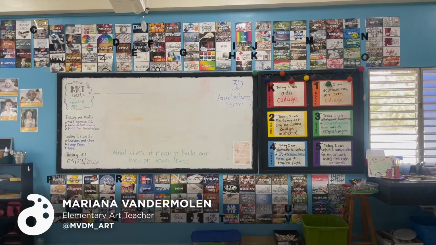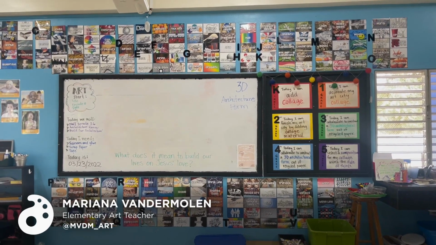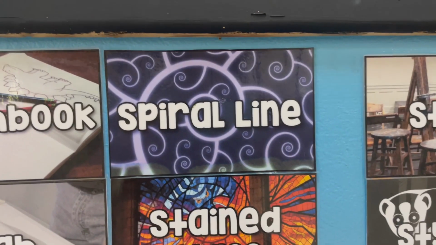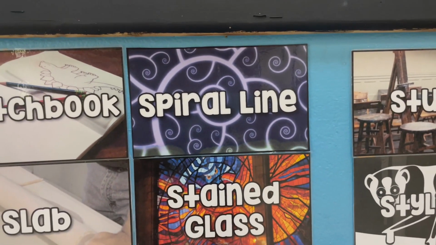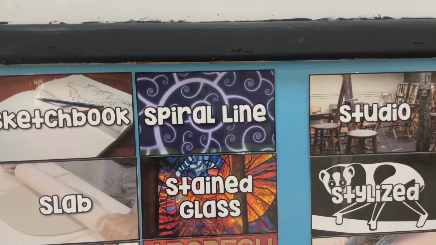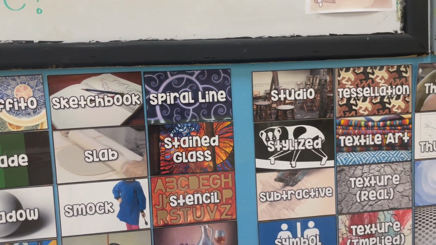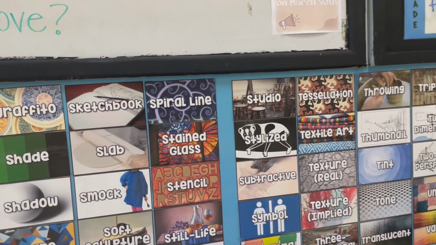This is the wall at the front of my classroom, and there are a couple of things that I want to highlight on this wall. When we first talk about a vocab word in art, my students will race to find that word on our vocab wall, and then we will reference that word again and again throughout our lesson.